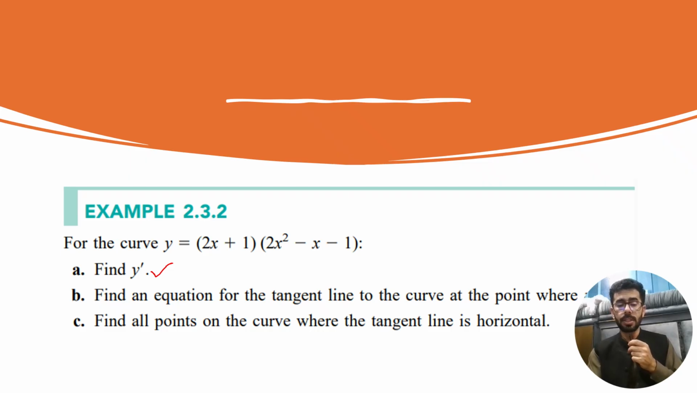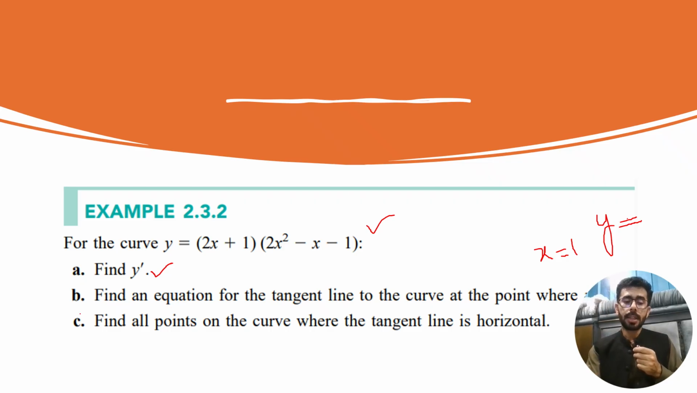Once we have the derivative, in the second part it is asking that find an equation for the tangent line to this curve at point where x is equal to 1. Okay, now if x is equal to 1, we need to find the value of y as well, right? So first we will need the value of y. For that, we will put x equals to 1 in this y equation. As soon as I put x equals to 1, I will get the value of y, whatever value that would be. So at that point, I would need the slope of the tangent line, and then I'll need to find the equation of the tangent.